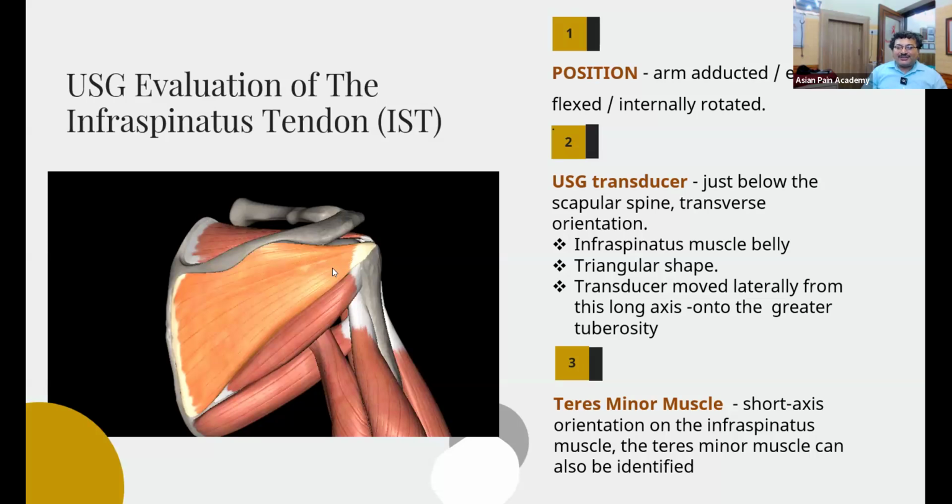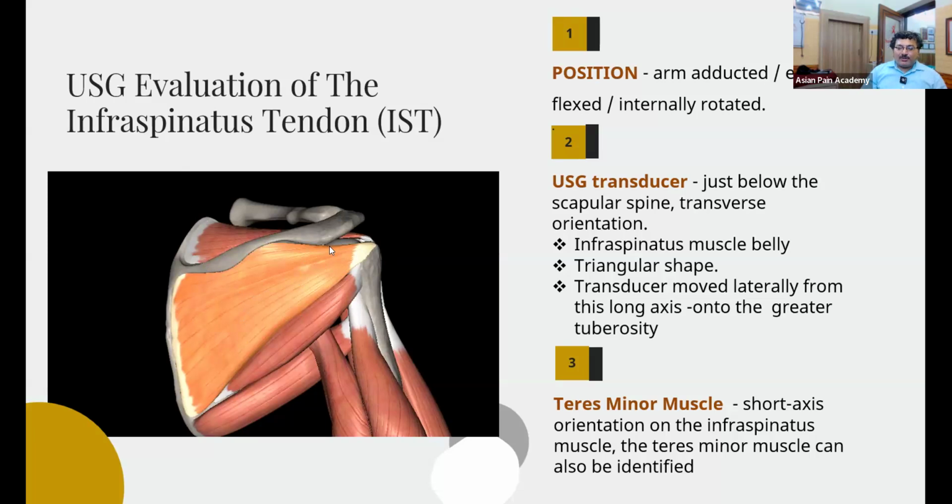Okay, and pathologies might be there. So what are the common pathologies? First of all, there might be tendinitis, there might be small intramuscular tears, there could be a possibility of a large tear, even a complete tear. There could be a possibility of a calcification. That all I will show you. So these are the pathologies that might affect this tendon, the infraspinatus tendon.